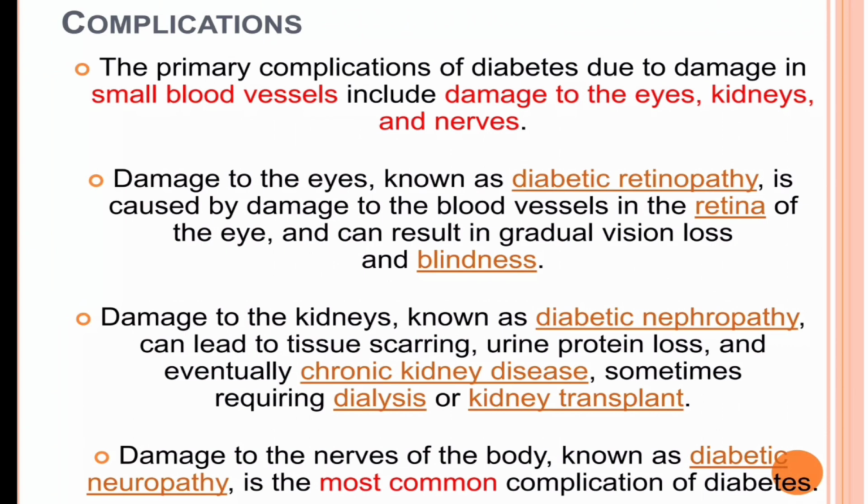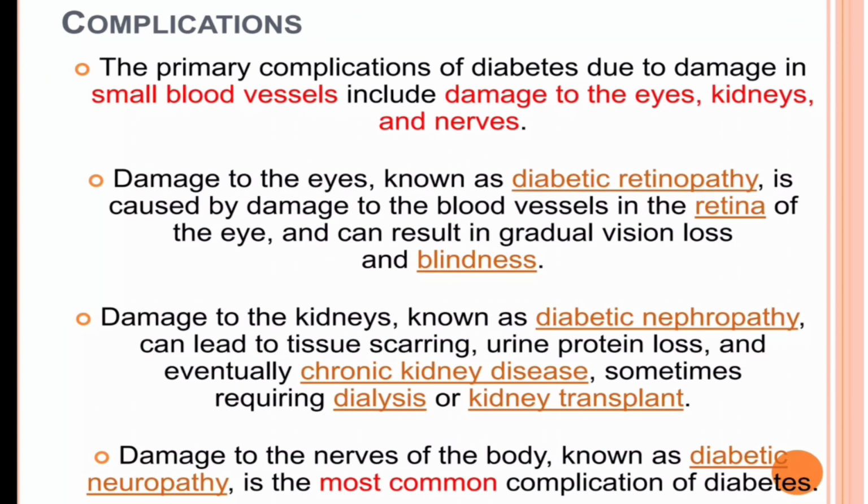Complication. The primary complications of diabetes due to damage to the small blood vessels include damage to the eye, kidney and nerves. Damage to the eye is known as diabetic retinopathy and is caused by damage to blood vessels in the retina of the eye and can result in gradual vision loss and blindness. Damage to the kidney, known as diabetic nephropathy, can lead to tissue scarring, urine protein loss and eventually chronic kidney disease, sometimes requiring dialysis or a kidney transplant.